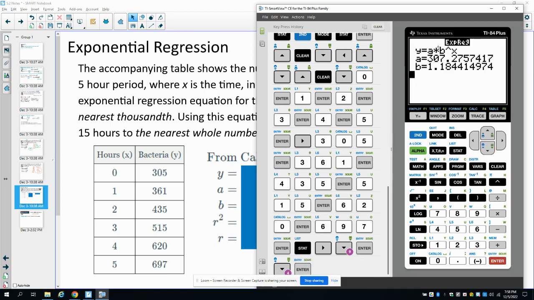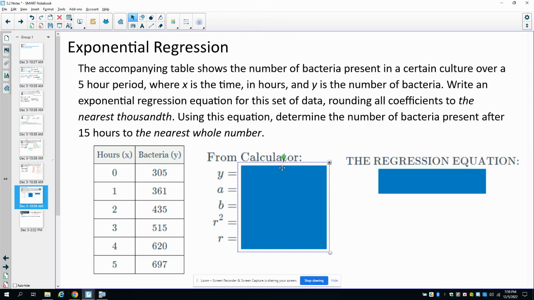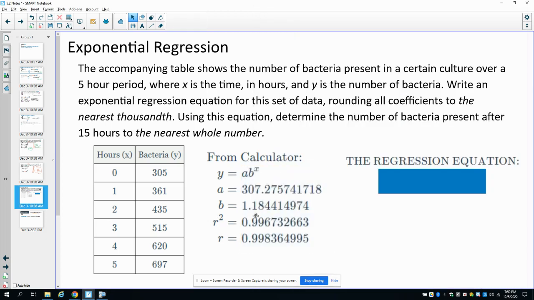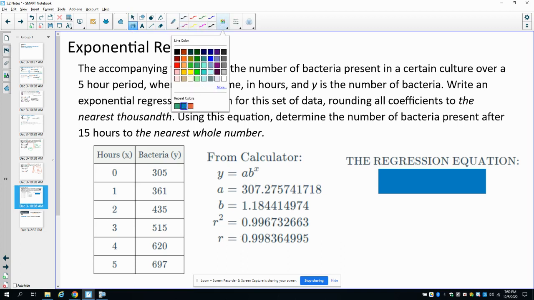Now when you do this, it'll give you some numbers here. You may or may not have these R values in yours. These are diagnostics, and they tell you how close your regression is to your actual model. If they're not turned on, don't worry about it. I don't really need them in this case, but you can see on my screen, the closer this is to 1, the better your model is. This is a really, really good model since it's a 0.998 R value.